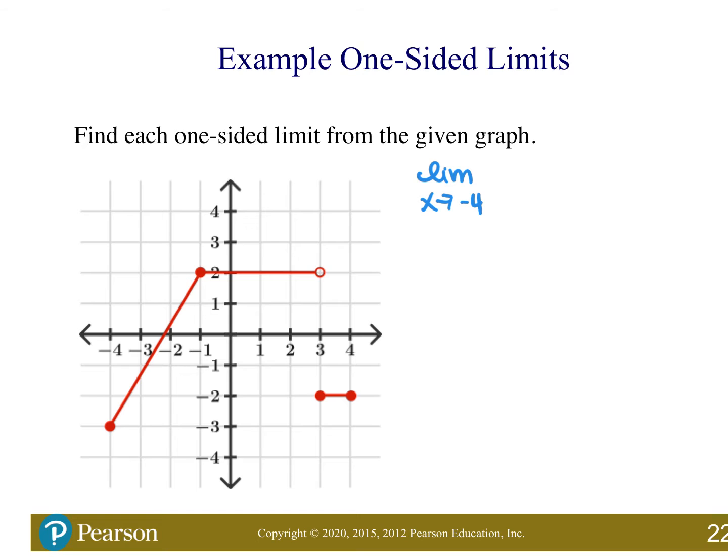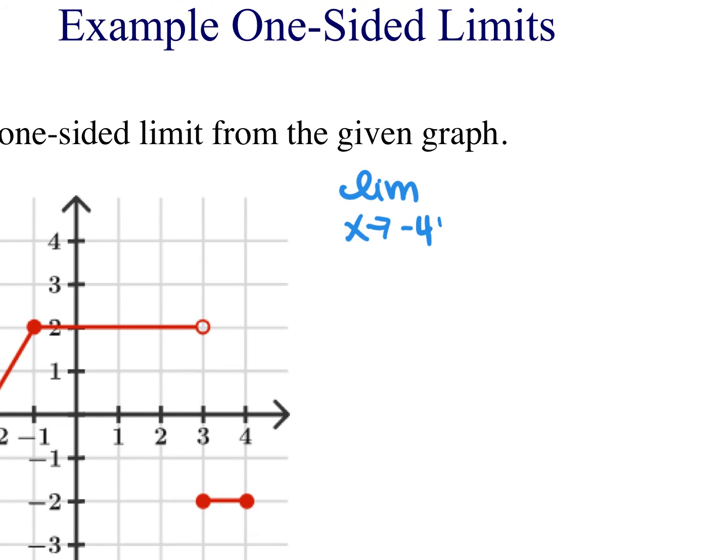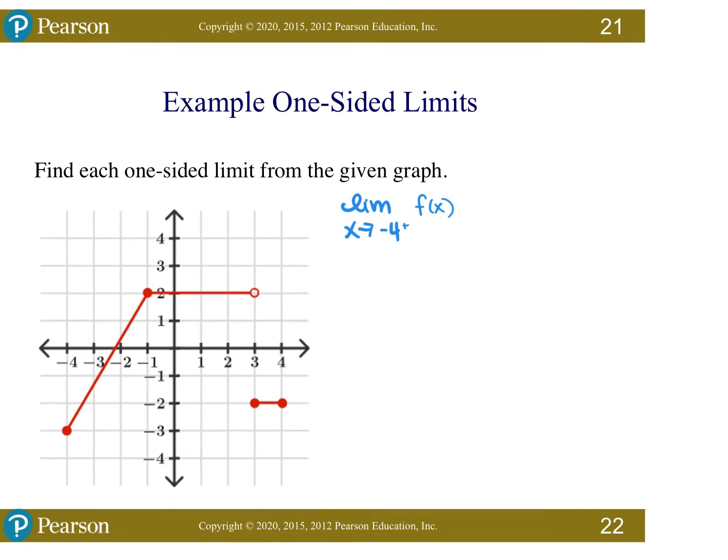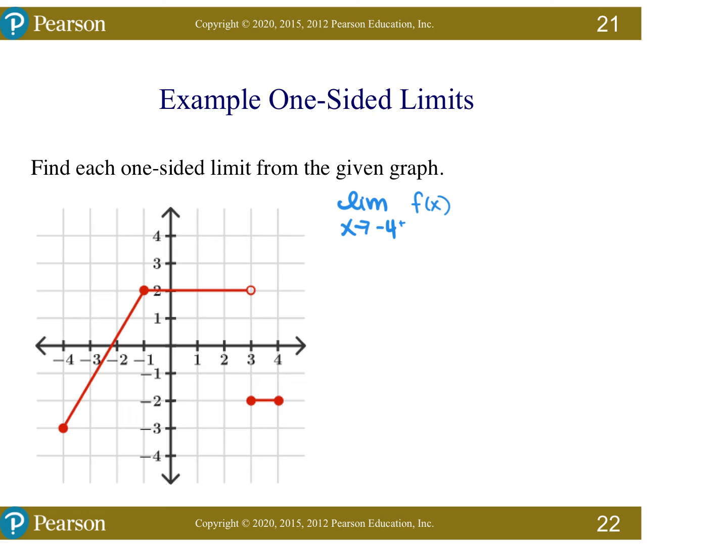What side of -4 is the only side that exists in this graph? Okay, -4 on the right. There's nothing on the left of -4. This graph stops. And so the only thing that exists is -4 plus. And then you put f of x. You always have to have something. I'm referring to the given graph. Actually, I don't know. It doesn't tell me it's called f. It could have been g or something else, but we'll call it f.